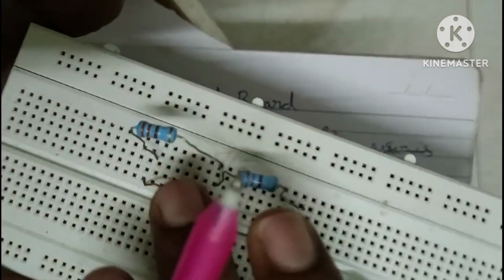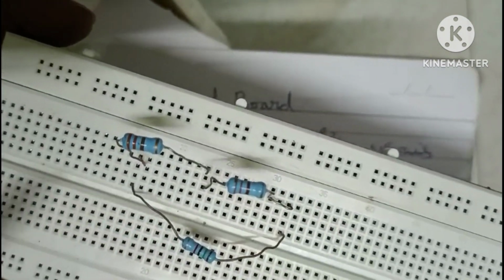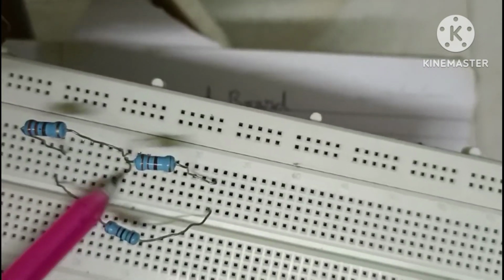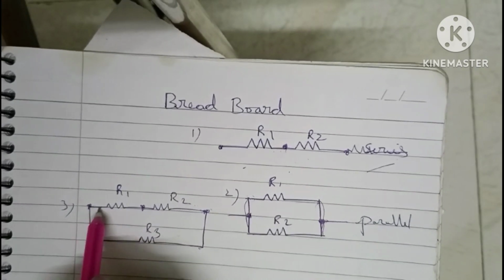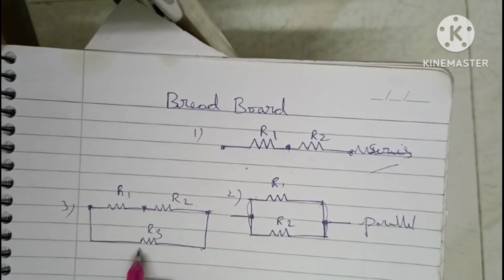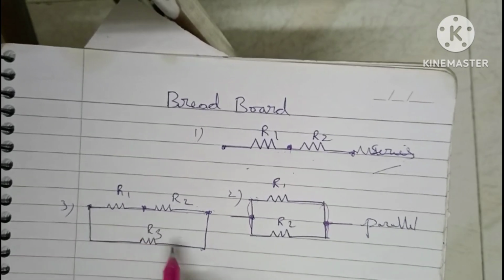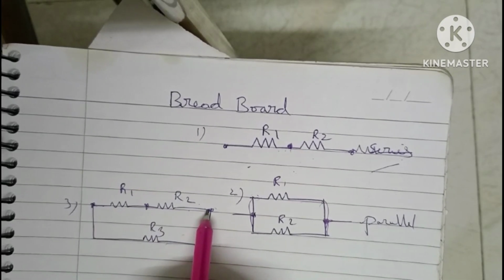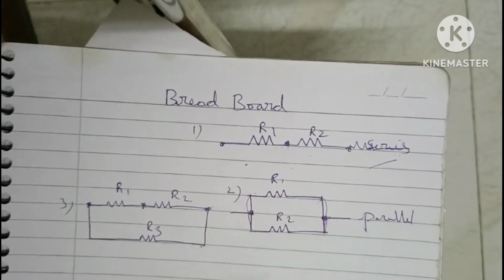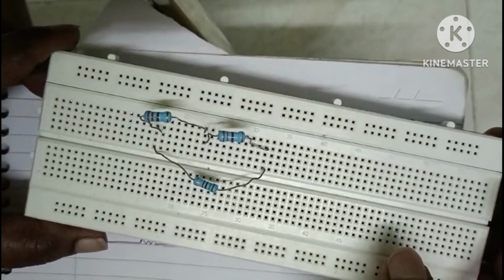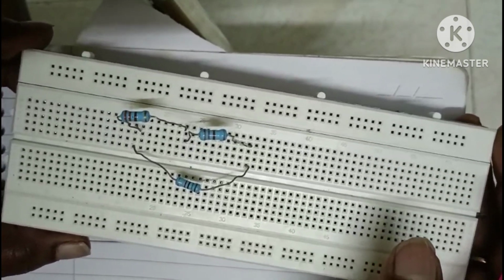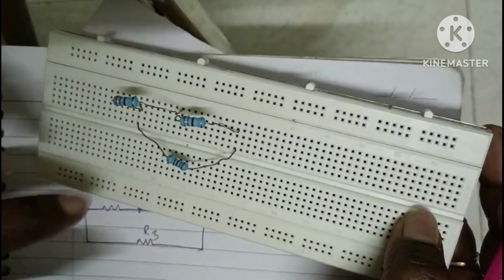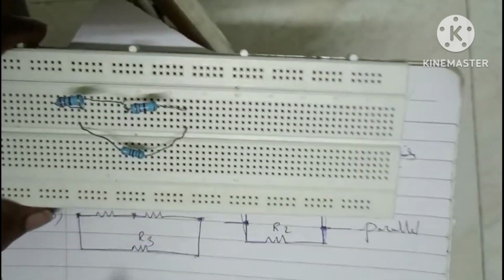This I have connected. If you observe, I connected here in the same line, and here also in the same line. These two are connected. This is the connection: resistors R1 and R2 are connected in series, and R3 is connected to the first terminal of R1 and the second terminal connected to the second terminal of R2. If you make so many circuits, it is very easy. Breadboard connections are very easy. If you practice, it is very easy.